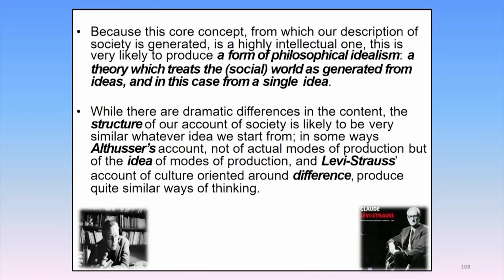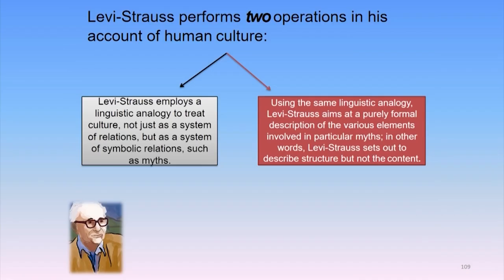Okay? Then we have discussed philosophical idealism, I mean a theory which treats the social world as generated from ideas, and in this case from a single idea. I mean the structure of our account of society is likely to be very similar whatever idea we start from. In some ways Althusser's account not of actual modes of production, but of the idea of modes of production, and Levi-Strauss's account of culture oriented around difference or distinction produce quite similar ways of thinking.